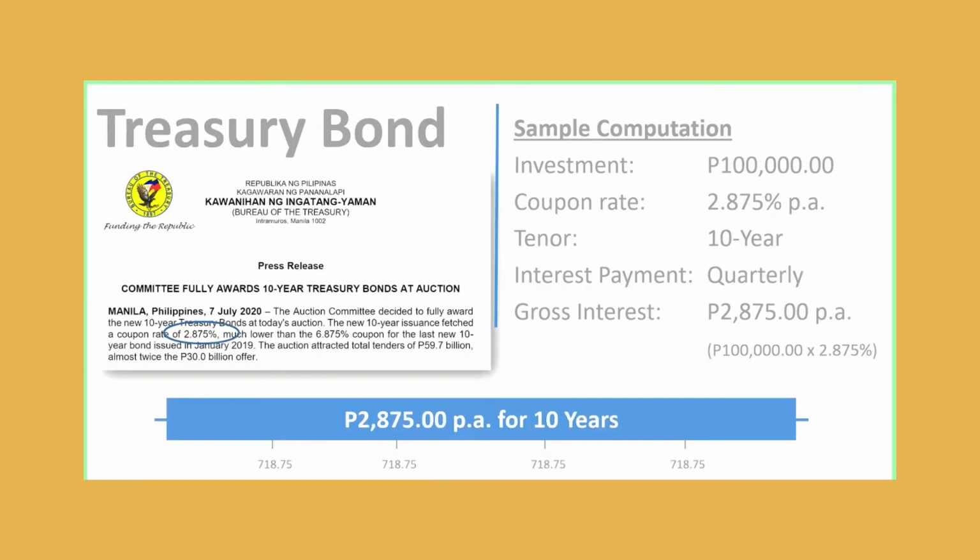Here is a sample of a treasury bond. Sample computation would be 100,000, and of course, treasury bonds are on coupon rates, which is 2.875 per annum. The tenor is 10 years, but the interest payment is paid quarterly. So if you can see on the timeline, for 4 quarters in a year, you will be paid 718.75 pesos, and that is 2,875 per annum for 10 years.